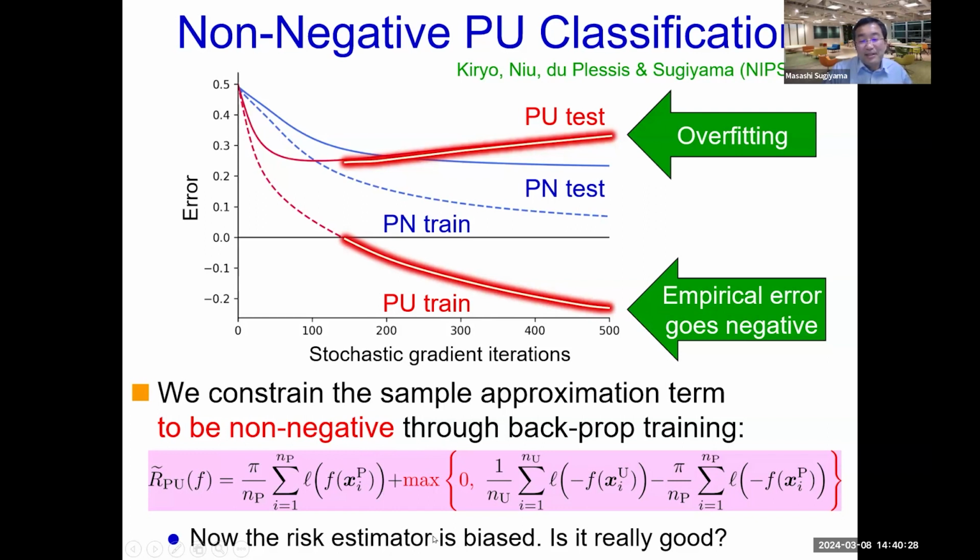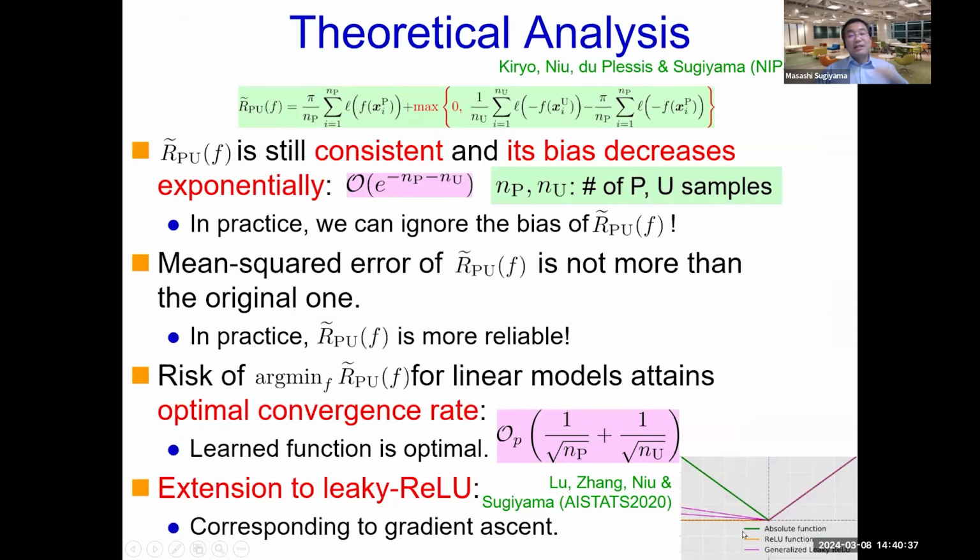So the risk estimator is biased. So we should ask whether this non-negative correction is really a good thing to do. And we had some theoretical analysis for that. So now R tilde is the one empirical approximation with the non-negativity correction like this. This R tilde is still consistent, and its bias decreases exponentially fast. So we have this order. This means that it is slightly biased, but the bias can in practice be ignored.